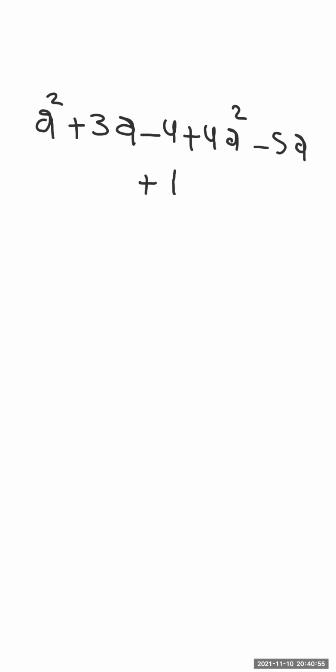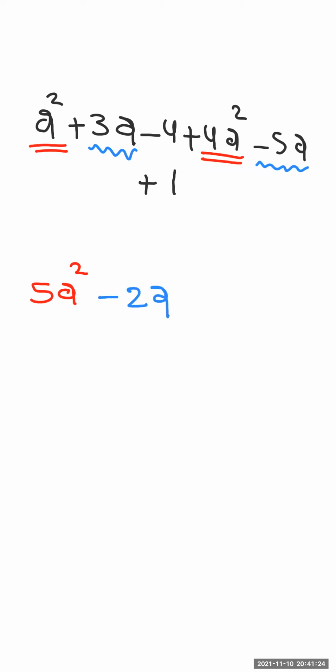Here, guys, as usual, the like terms, a squared, 4a squared. Okay, so in this case, we can add these two terms, I mean. So here, a squared plus 4a squared, so 5a squared. Then what about the remaining terms? 3a minus 5a. So 3 minus 5 is minus 2a. Then the last two terms, it's a negative 4 and plus 1. Negative 4 plus 1 means a negative 3. That's it.